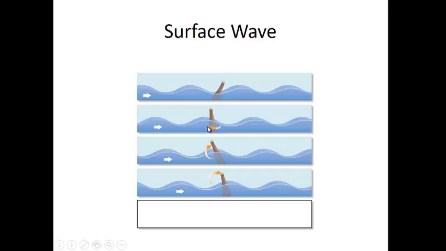So it's going to go to the left, and then it's going to travel up, and it's going to travel back to the right. So it goes like up and down. So it kind of rolls, if you will. Notice how the bottle stays in the same place, but the wave is actually moving towards the right.